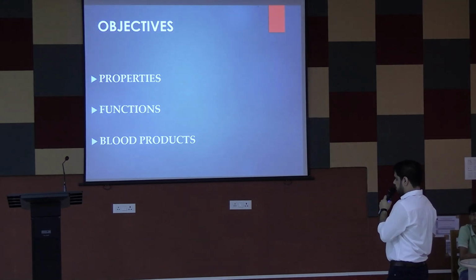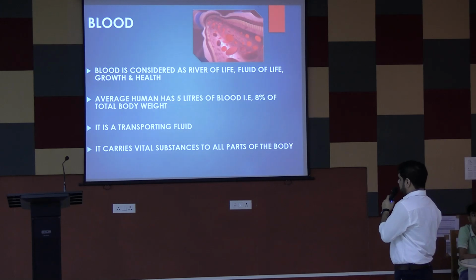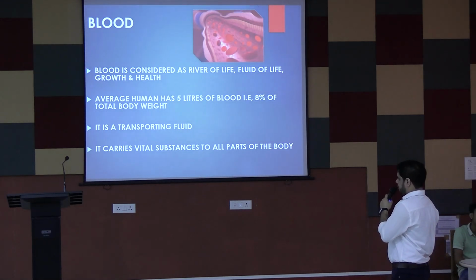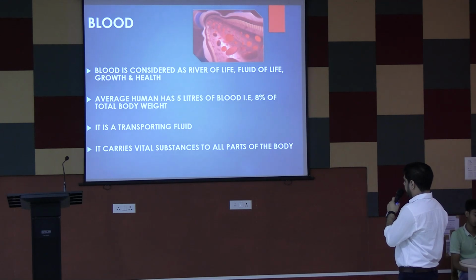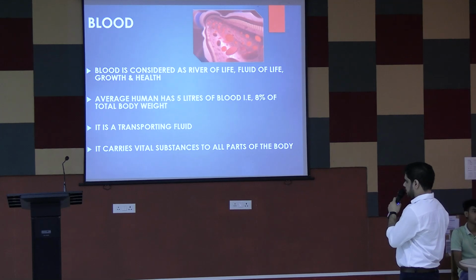Objective: properties, functions, blood products. Blood is considered the river of life, the fluid of life, growth and health. The average human has 5 liters of blood, 8% of the total body weight. It is a transporting fluid. It carries vital substances to all parts of the body.